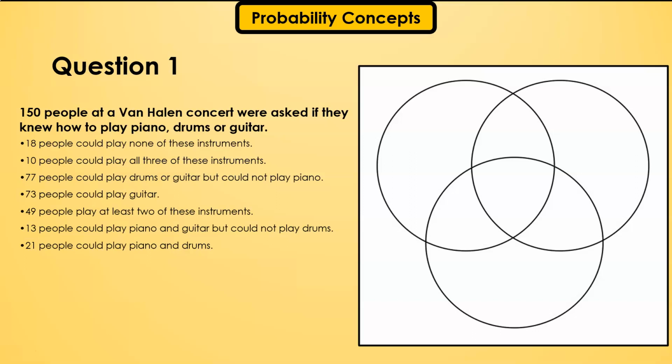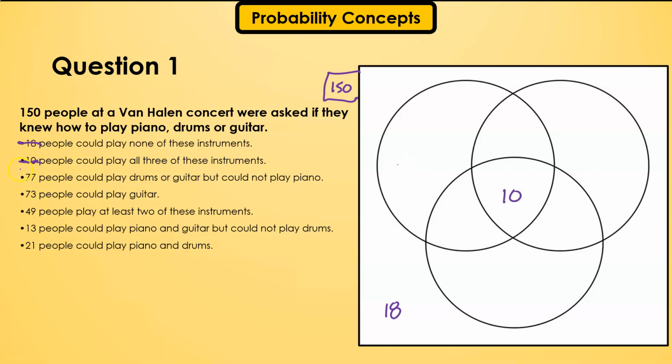So 150 people go to a Van Halen concert and were asked if they knew how to play the piano, drums or guitar. 18 people played none of these. So I can put it out there. The other thing that's helpful sometimes is making sure that I know the total, which is 150. So all the numbers in the diagram should add up to 150. So I've used that one, so cross it off. And you don't have to do them in order, but sometimes it's just as easy. So 10 people could play all three instruments. So that's here. So put 10 in there.